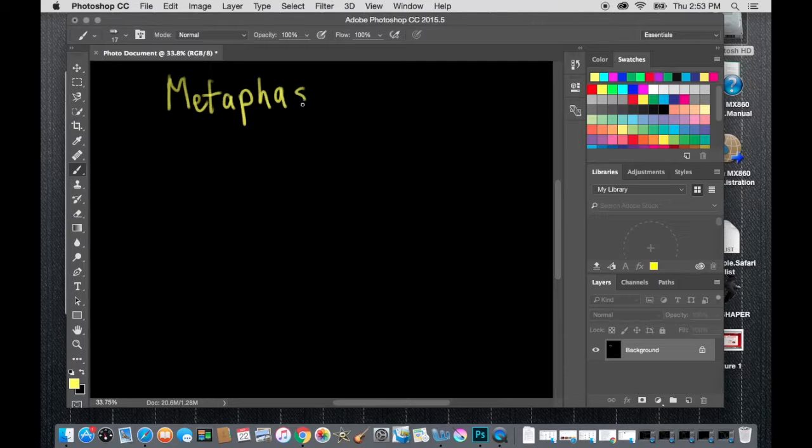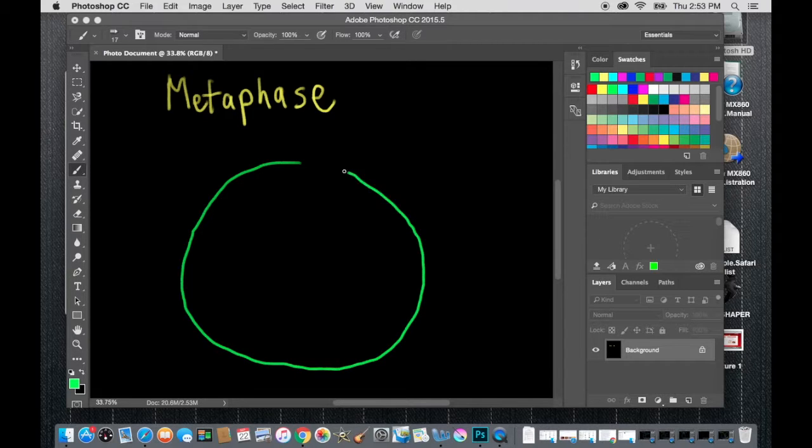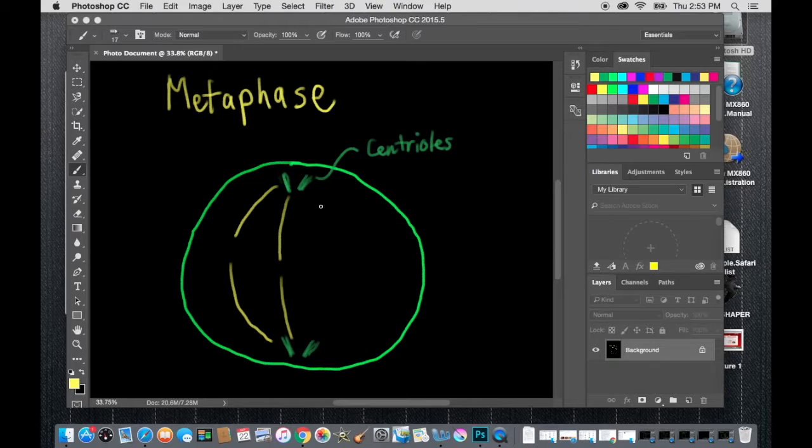So now I'm showing you metaphase, which is the phase right after prophase. And here I am outlining the cell for you. And next I'm going to draw in the centrioles, and there will be two at each pole. So I guess you could say two at the North Pole and two at the South Pole. And I will label them for you. Next, I'm going to draw in the spindle fibers. And these are really important because these are going to be what pulls the chromatid to the different poles.